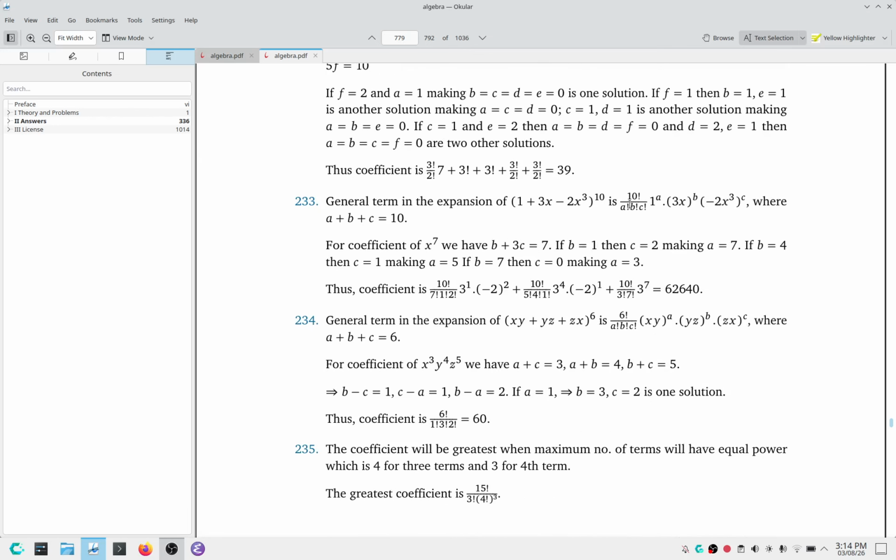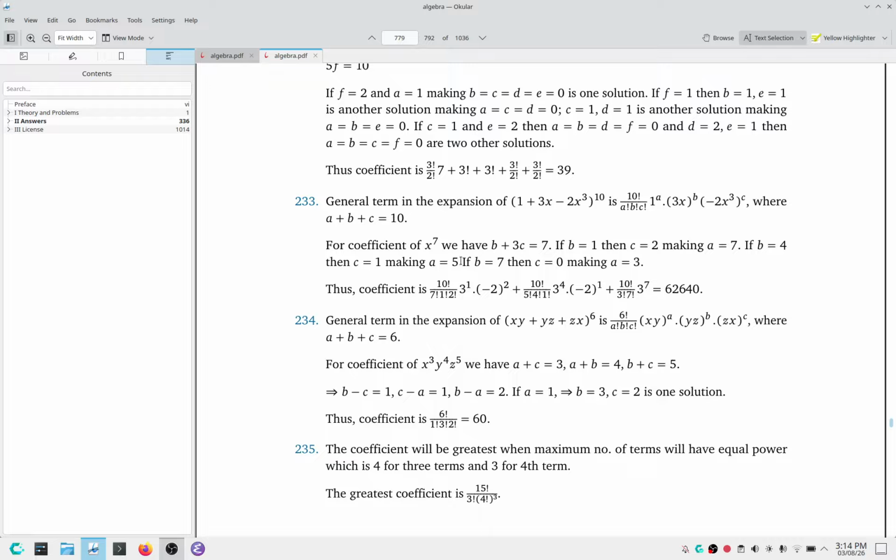So here the general term would be 10 factorial upon a factorial times b factorial times c factorial, 1 to the power 8, 3x to the power b, minus 2x cubed to the power c, where a plus b plus c is 10. Now for the coefficient of x to the power 7, we have b plus 3c is equal to 7. If b is equal to 1, c is equal to 2, making a equal to 7. If b is equal to 4 and c is equal to 1, then a would be 5.